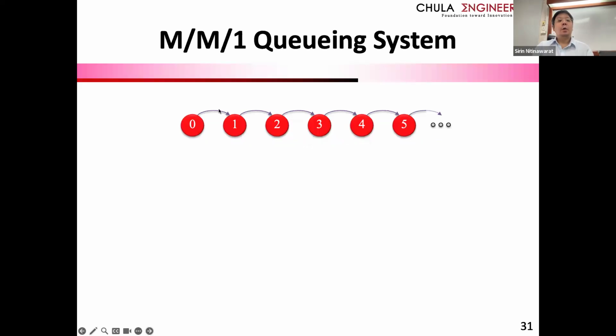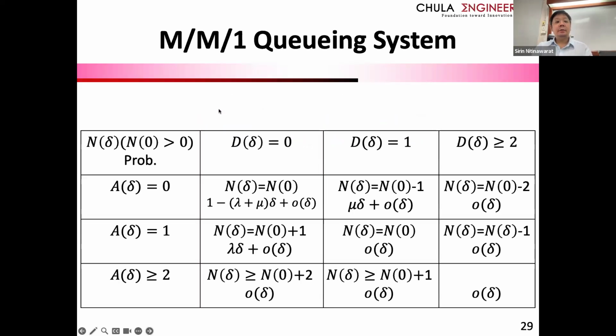What about when you are at a non-empty system? What are the dominating events and what are their transition rates?